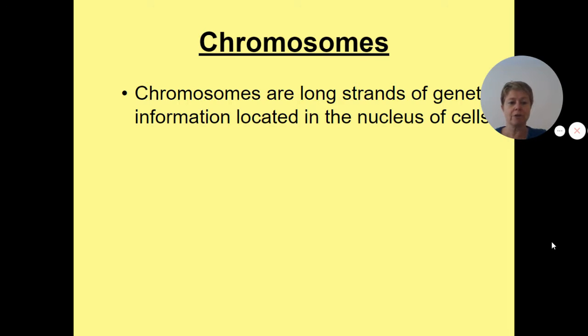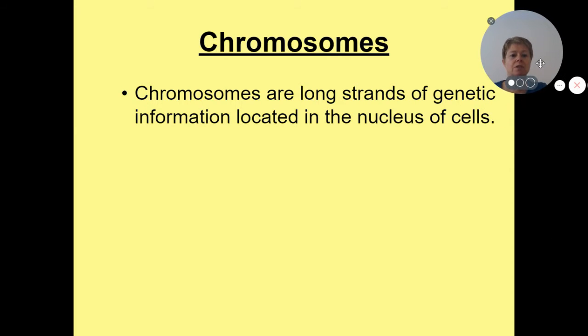Okay, so let's talk about chromosomes. So let me just move myself out of the way here. Okay, so chromosomes, they are long strands of genetic material found in our cells, in the nucleus. You might have heard of DNA. Well, DNA is basically a chemical that chromosomes are made from.